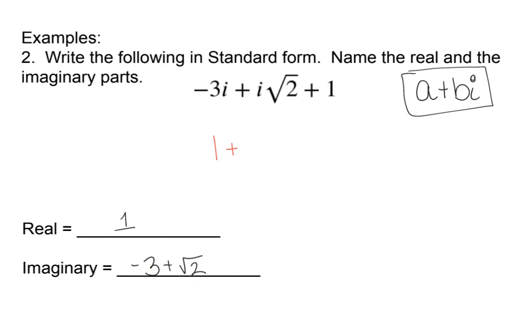So the way we write this in standard form is we tell the person reading this, I wish I could put together -3 plus root 2 because they are imaginary.